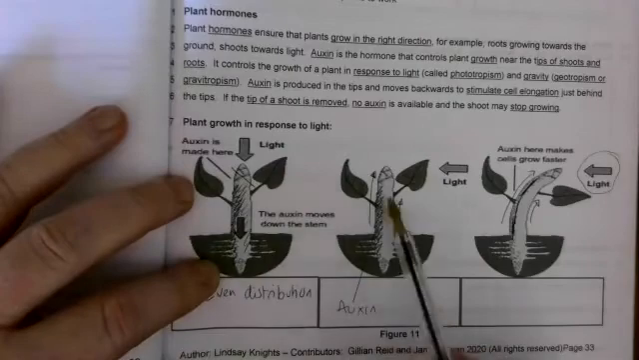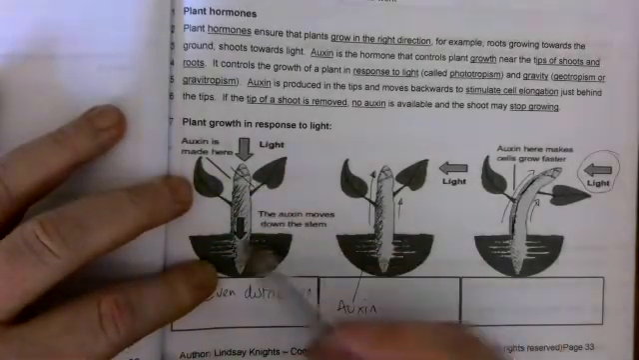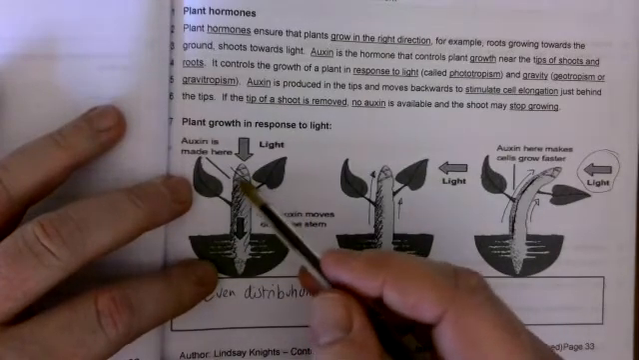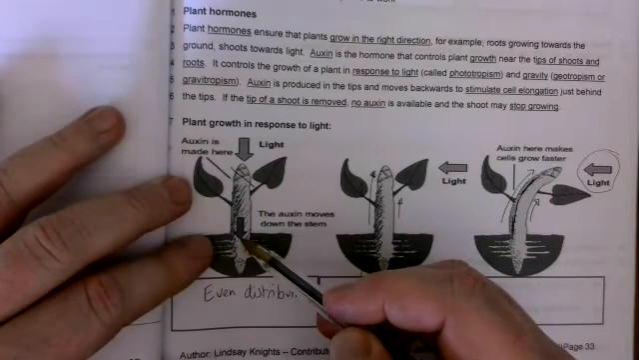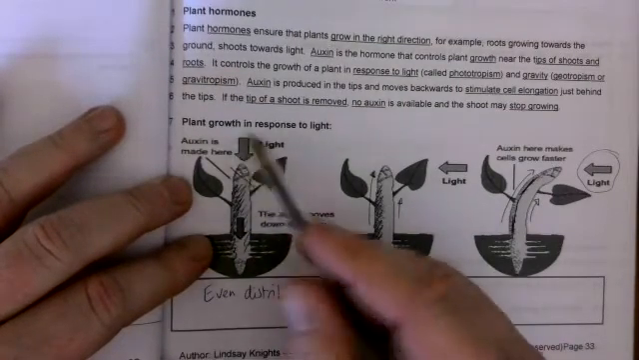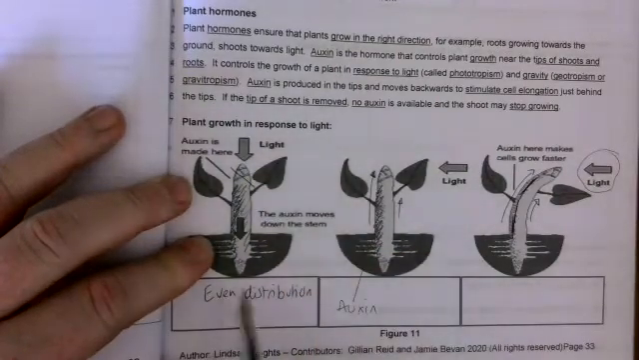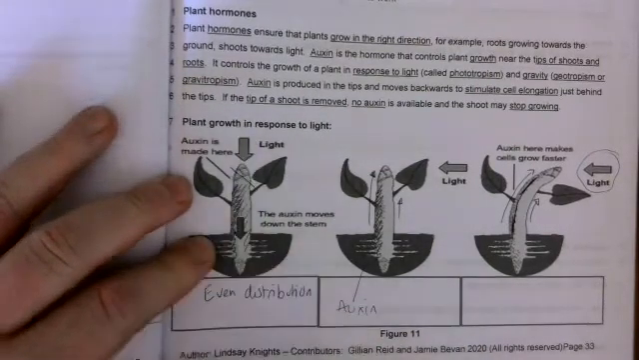These pictures show you a plant shoot, roots in the soil, and obviously the leaves. The auxin is produced in the tip and it moves backwards down the stem. So when the light is from directly above, that's the process that will happen. And because there's an even distribution of auxin, the shoot grows straight up.